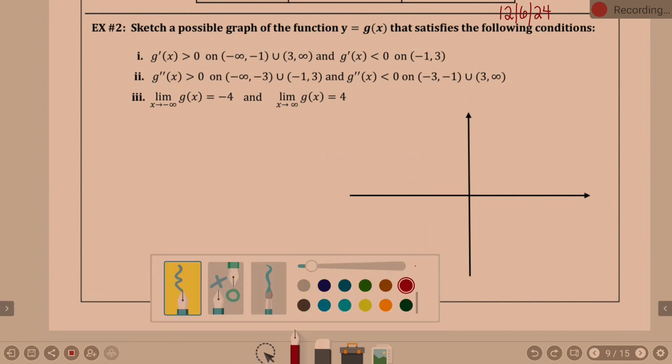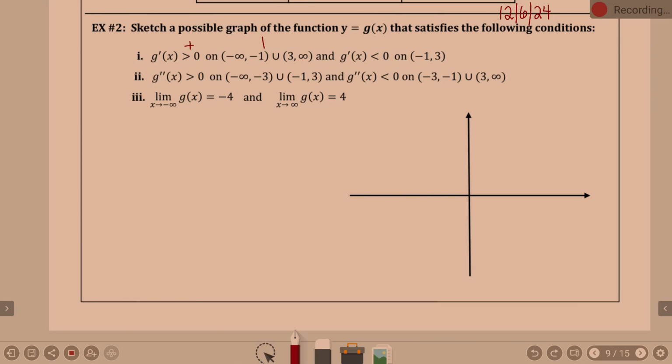Okay. So what's g prime of x greater than 0 mean? It's first derivative, so it's saying first derivative is positive, and when the first derivative is positive, my graph is going to be increasing. Okay? On this piece, g prime of x is less than 0. That's saying it's a negative first derivative, and so on this interval, my graph will be decreasing.